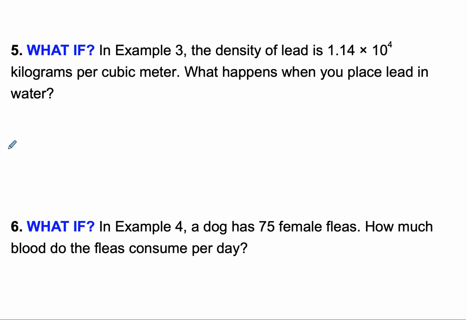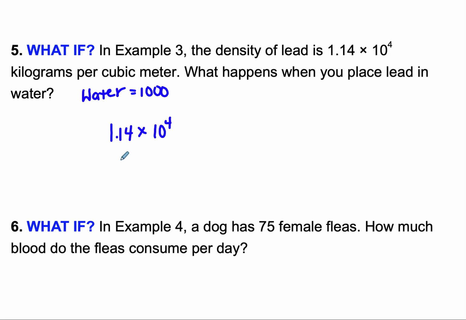Okay, let's check our answers. So what if in example 3, the density of lead is 1.14 times 10 to the 4th power kilograms per cubic meter? What happens when you place lead in water? Okay, so we know that water, remember the density was 1,000. Okay, so 1.14 times 10 to the 4th power.